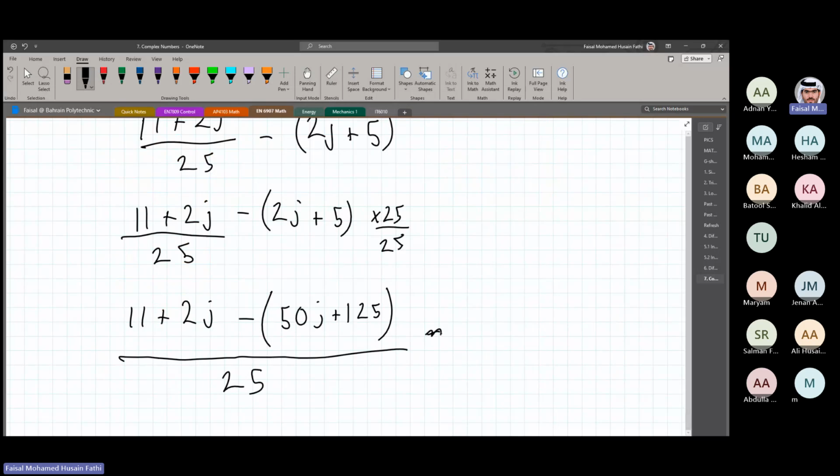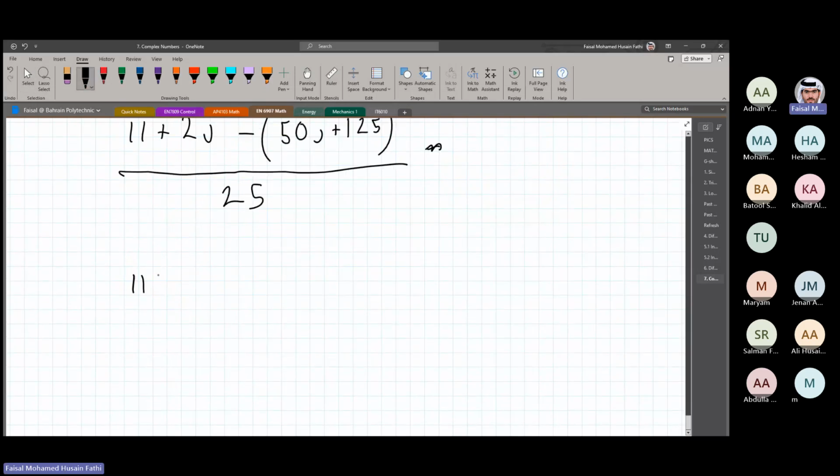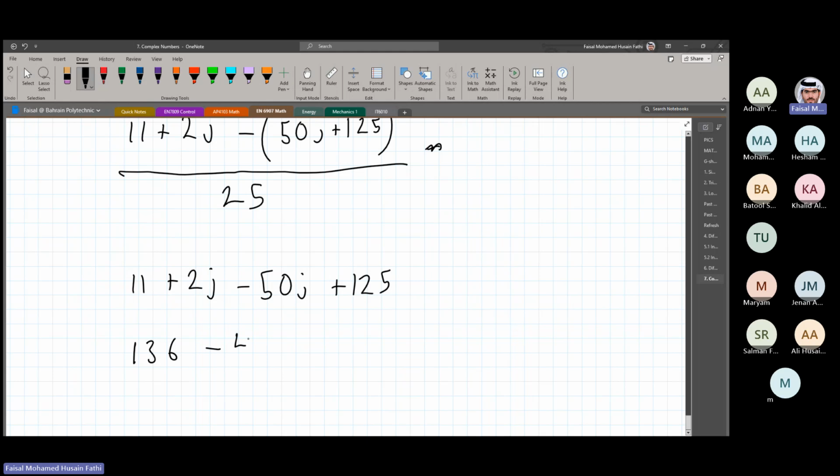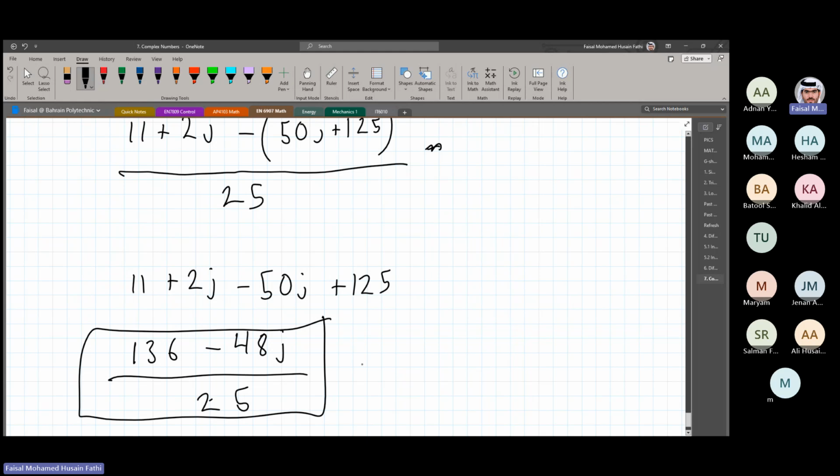Now we can simplify it even more. 11 plus 2j minus 50j plus 125. 11 plus 125 is 136, minus 48j, over 25, and this is your final solution. Of course you can simplify it more if you want. 136 divided by 25 gives 5.44, minus 48 divided by 25 gives 1.92j. If you want to just divide the numbers by 25.